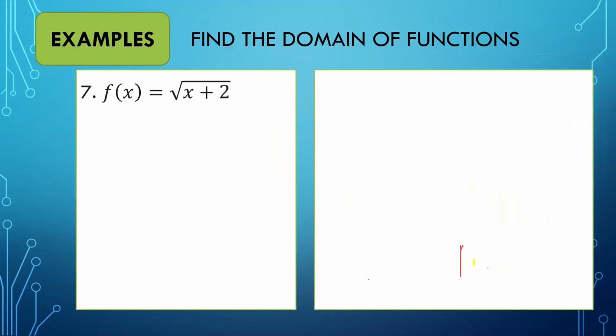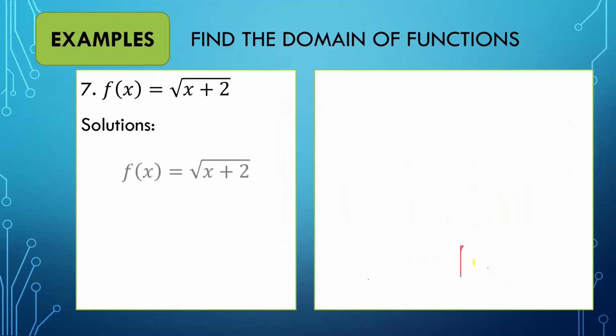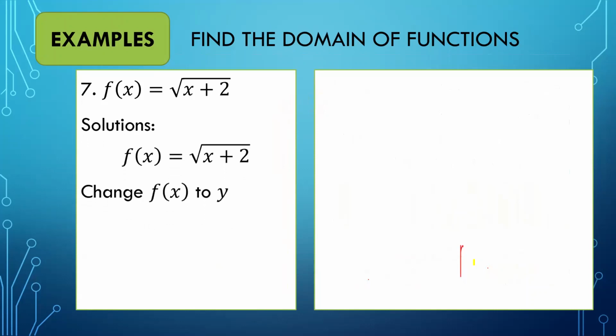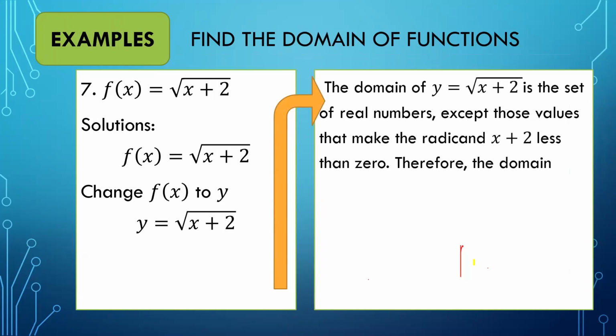So next we have number 7. f of x is equal to the square root of x plus 2. So the solution will be f of x is equal to the square root of x plus 2. Change f of x to y. Then y is equal to the square root of x plus 2. So we have the domain of y is equal to the square root of x plus 2 is the set of all real numbers except those values that make the radicand x plus 2 less than 0.